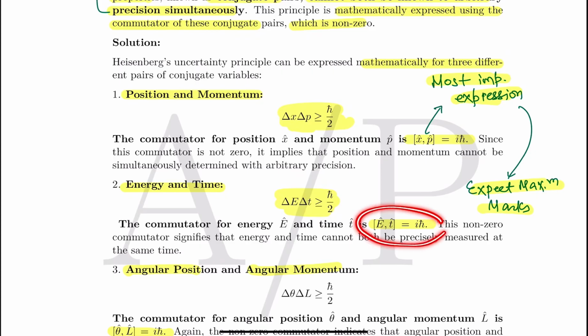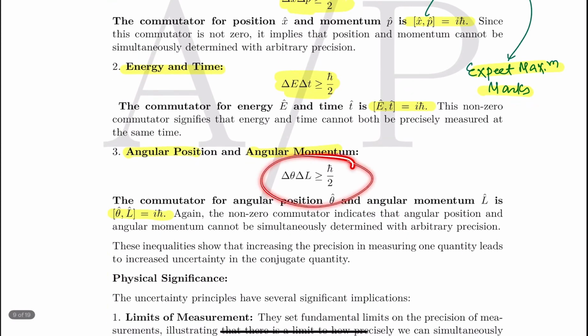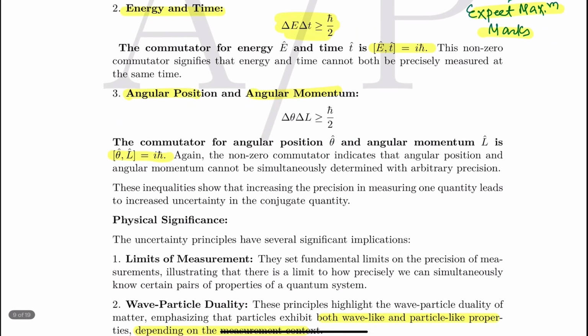The same goes for energy and time, and the same goes for angular position and angular momentum. That is, the non-zero commutator is the main villain here, which is stopping you from measuring position, momentum, energy, time, and angular position, angular momentum simultaneously with infinite or arbitrary precision.